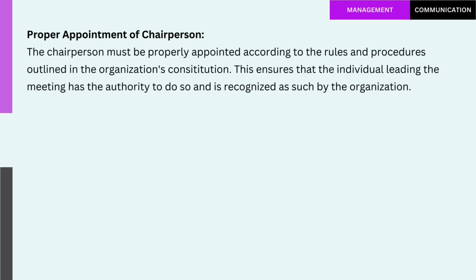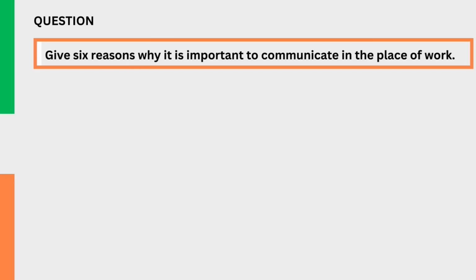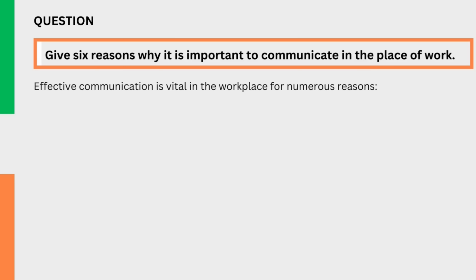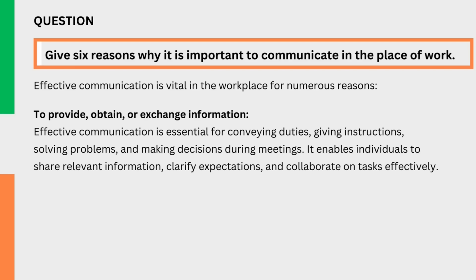Give reasons why it is important to communicate in the place of work. Effective communication is vital in the workplace for numerous reasons as outlined below. 1. To provide, obtain, or exchange information. Effective communication is essential for conveying duties, giving instructions, solving problems, and making decisions during meetings. It enables individuals to share relevant information, clarify expectations, and collaborate on tasks effectively.